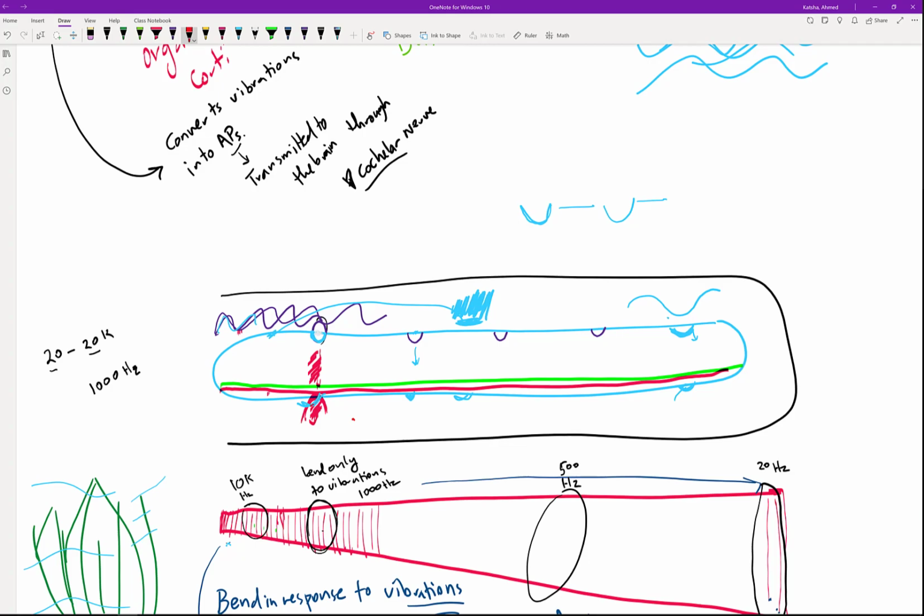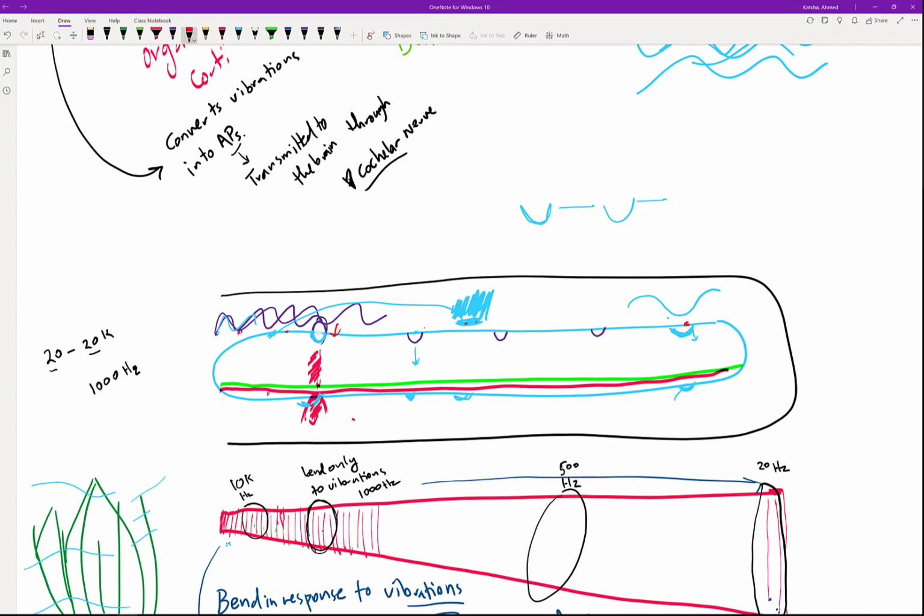Those vibrations would be a result of vibrations in the vestibular membrane, and those vibrations are responding to certain frequencies. So if it's high frequency, the vibrations will bend the fibers earlier. If those are low frequencies, those vibrations will bend the fibers later, toward the tip of the cochlea.